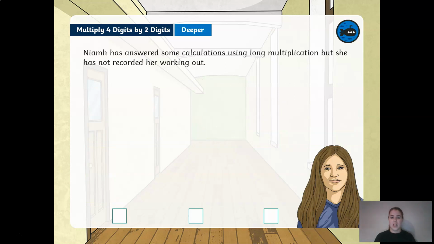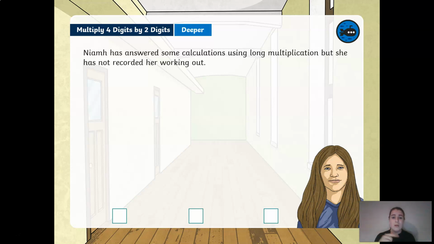Right, let's have a go at a slightly harder question. So Neve here has answered some questions using her long multiplication skills, but she hasn't actually recorded her working out. Now, she sounds very familiar to some of my year 5s. I wonder which year 5s, you know who you are, might be the same children that don't record their working out.